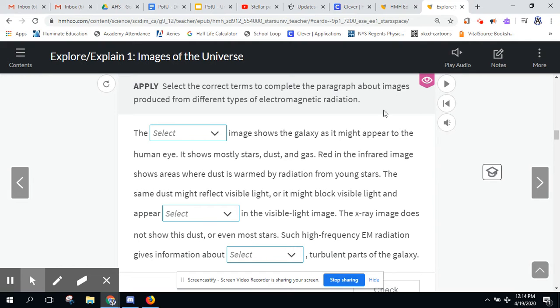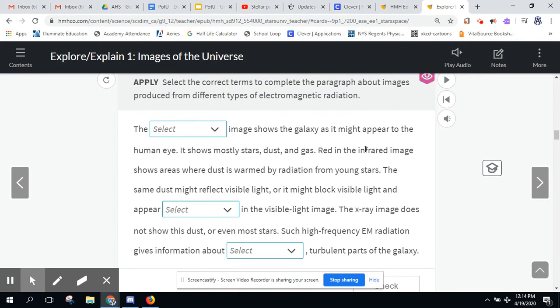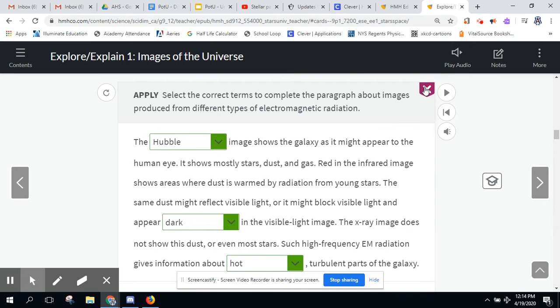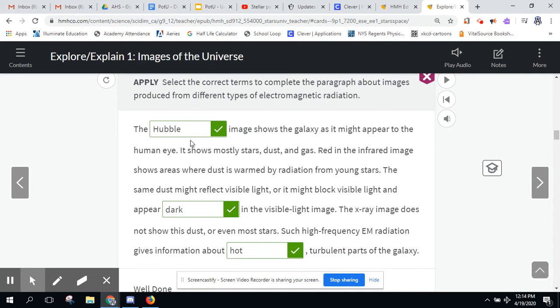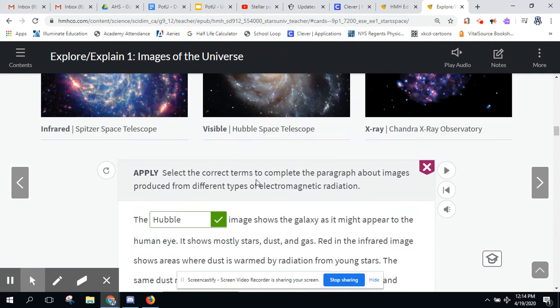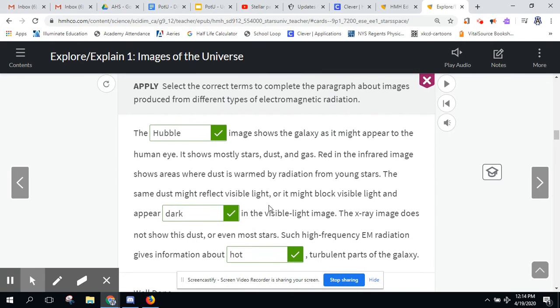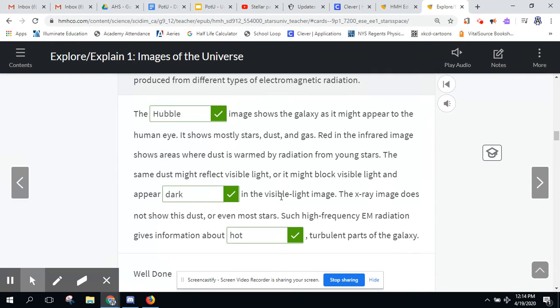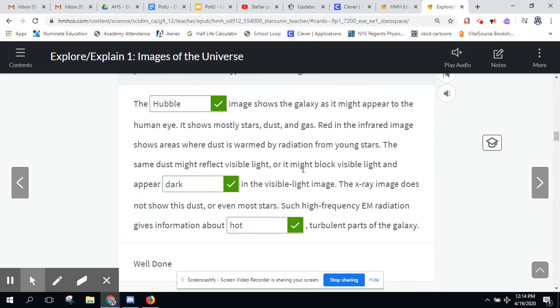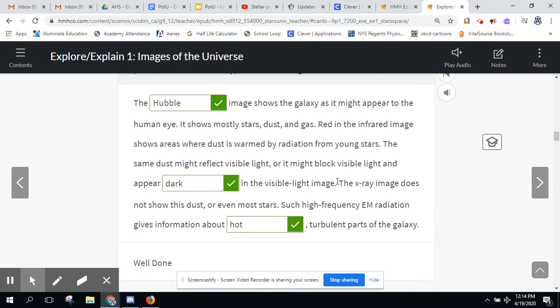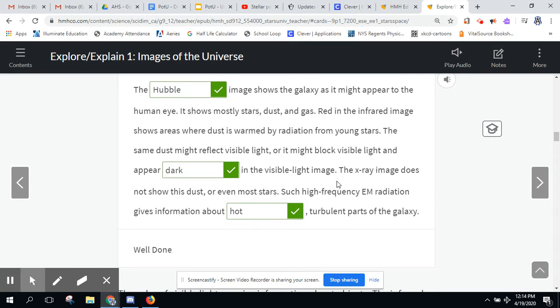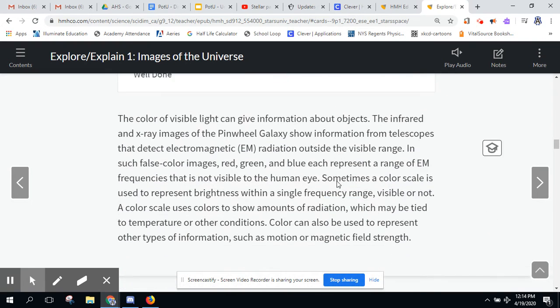All right. This one is looking at how it's working. Again, visible light is pretty easy. So this is our Hubble Space Telescope, right, which is this one up here. Dust might block visible light, right, and appear dark. So we wouldn't see it in the visible light, but the X-ray image could show it. So this is our answers to that section.